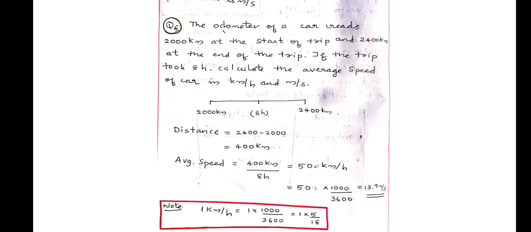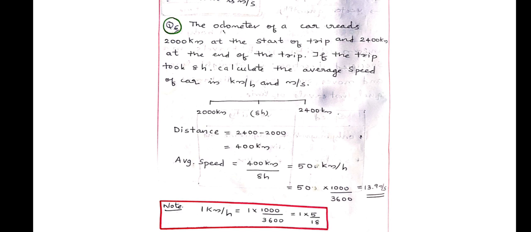At the start of the trip, the odometer shows 2000 km. At the end of the trip, it shows 2400 km, which means the distance is the final reading, 2400, minus the initial, which is equal to 400 km. The distance traveled by the body is 400 km.